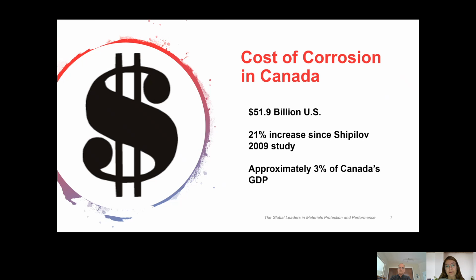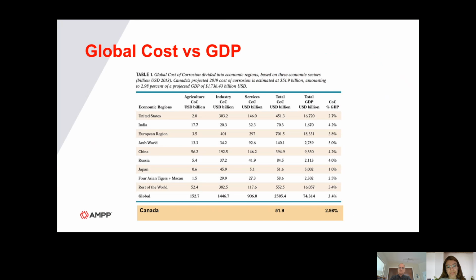So here it is. How much is that? It's a lot of money, 51.9 billion US dollars, and that is approximately 3% of Canada's GDP. This means there is a 21% increase since the last study that was done in 2009, which is incredible because we keep bringing more technologies, being smarter, having more training and better tools, and we are still spending a lot of money on corrosion.